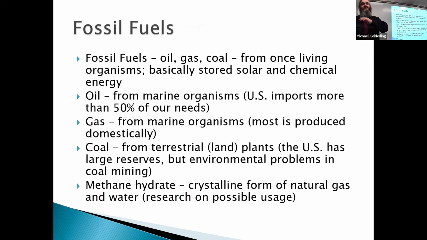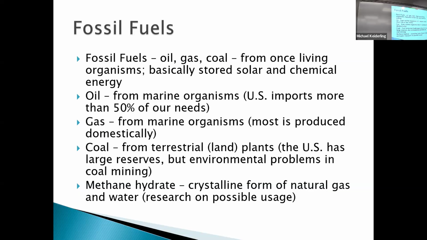So there's a few things. There's fossil fuels. Fossil fuels are things like oil, gas, and coal. They come from once living organisms. They're basically stored solar and chemical energy. Oil and gas comes from dead marine life, mostly single-celled stuff. And coal comes from long dead plants.